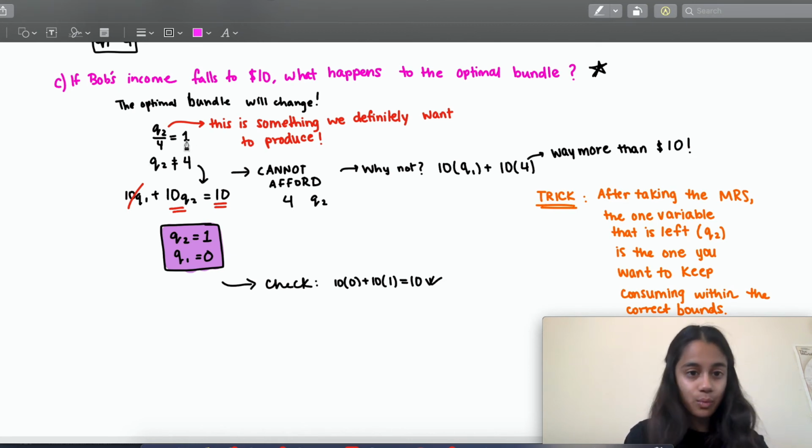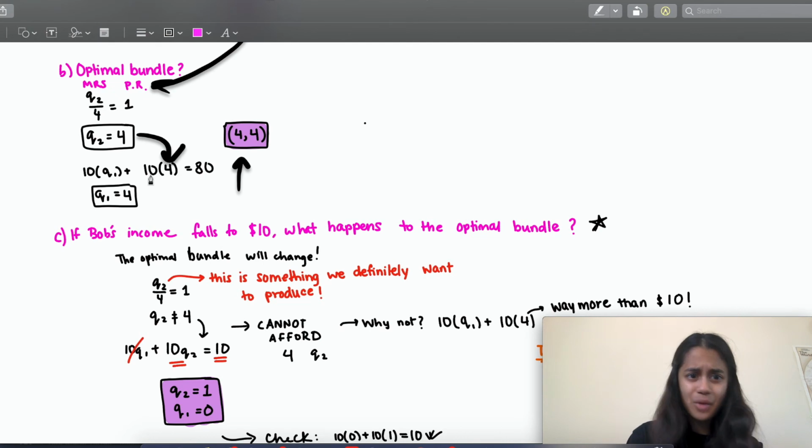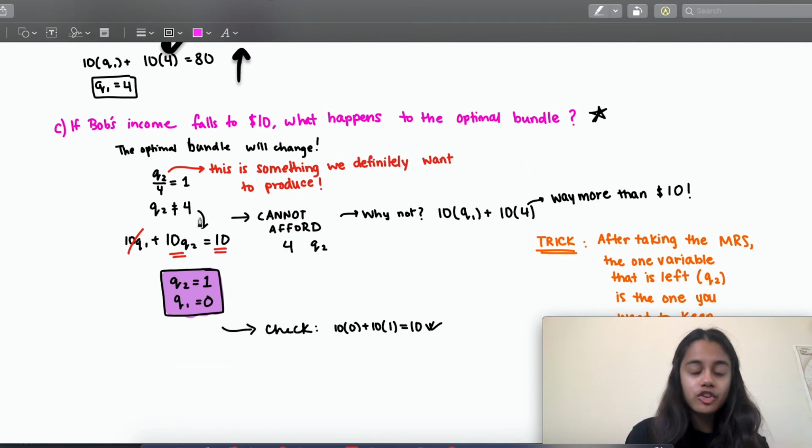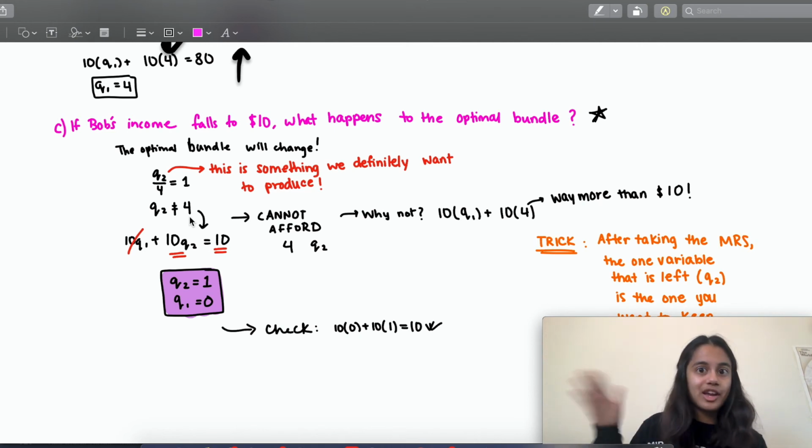We equate it to 1, right? Because that's the MRS equals price ratio. But we know that Q2 cannot be 4, because if Q2 was 4, then we already have a 40 here. Wait, 40 is way more than $10. Like, I don't have $40. I only have $10 in my pocket, right? So I know for sure I cannot be buying 4 of Q2. But make sure that you know that I'll still continue to buy Q2, right? And I'm just going to kind of ignore Q1.